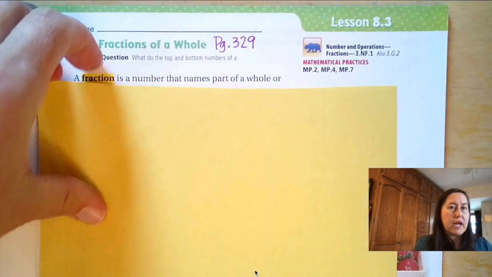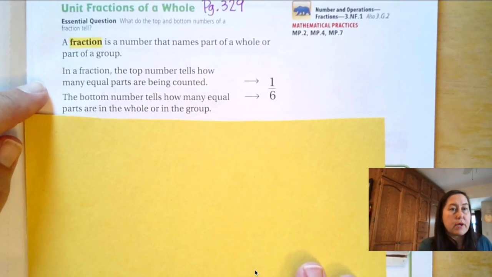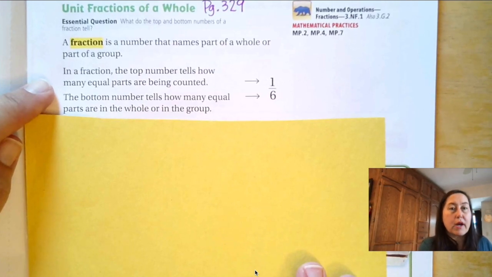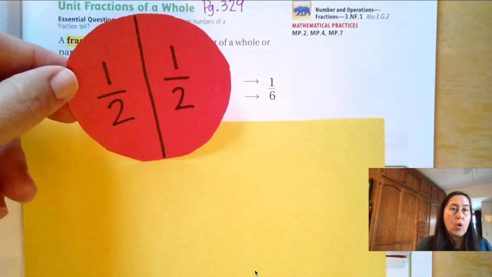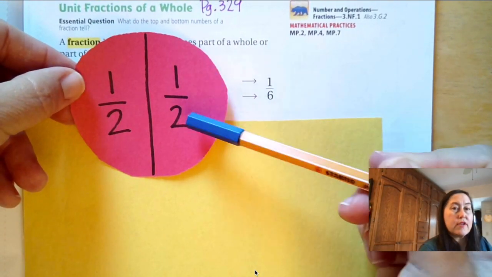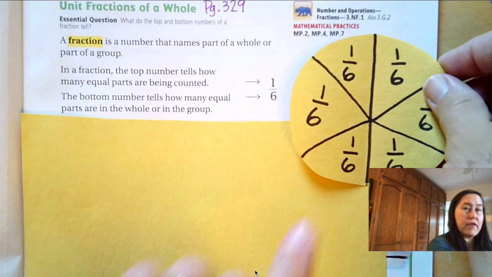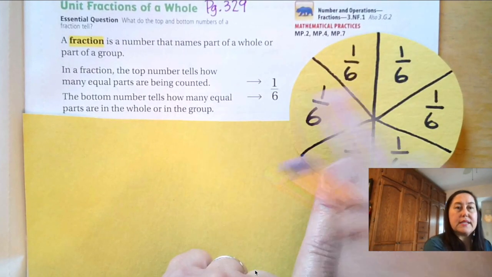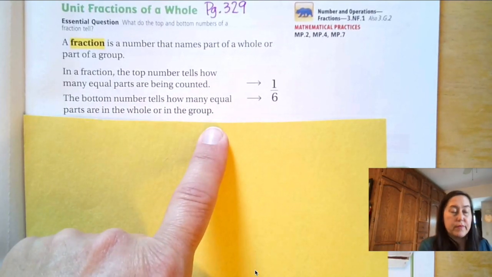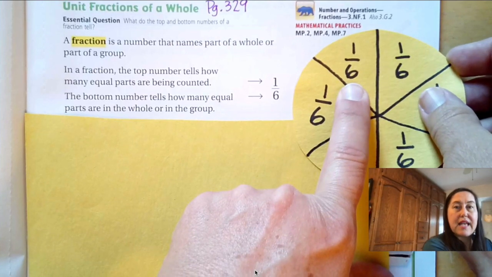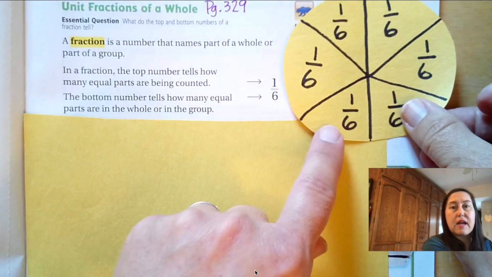Back to page 329, our words here continue. In a fraction, the top number tells how many equal parts are being counted, right? So in this whole, I've got one part being counted. One of the 2 parts are being counted. In my 6, I've got one of the 6 being counted, 1/6. The bottom number tells how many equal parts are in the whole or the group, right? So that bottom number tells how many total parts. If I have 6 parts in my whole, I've cut it into 6 pieces. 6 is my bottom number.